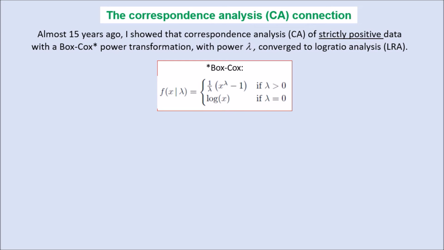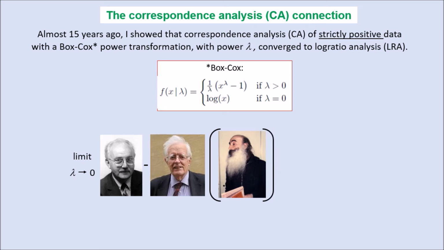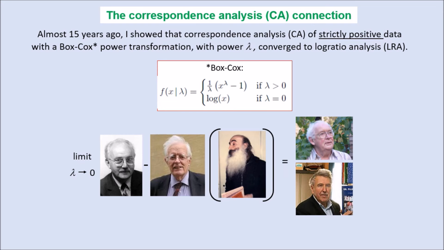I already mentioned these three fathers of compositional data analysis, Greenacre, Aitchison, and Lewi, who can now be said to be linked by the venerable Anglo-American pair Box and Cox. This could be stated pictorially as the limit as lambda tends to 0 of Box-Cox of Greenacre is Aitchison and Lewi.